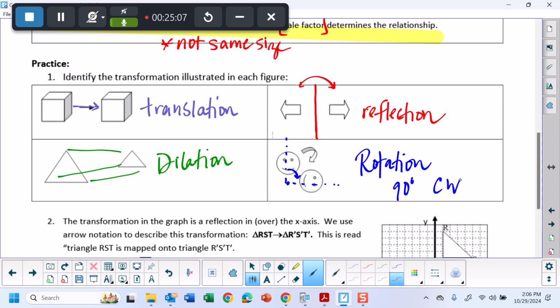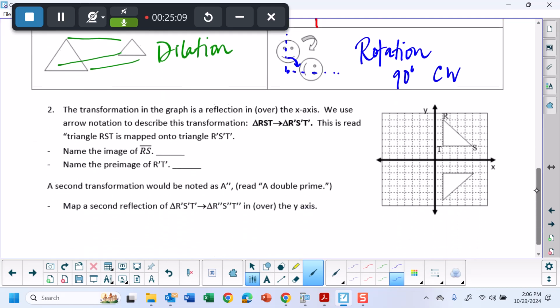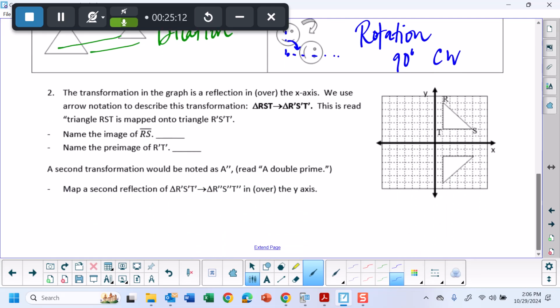All right. In number 2, the transformation in the graph is a reflection over the x-axis. So our x-axis is going to serve as our line of symmetry. This transformation is going over. When we talk about the word in, if it's easier for you to read over because it's a reflection in that axis, picture that axis being like a mirror.